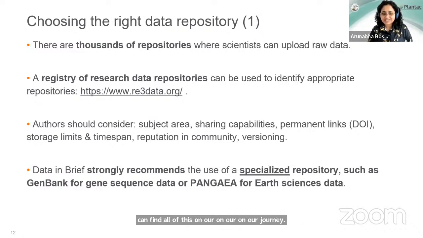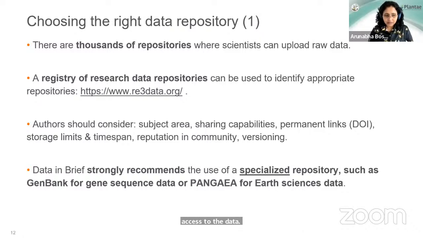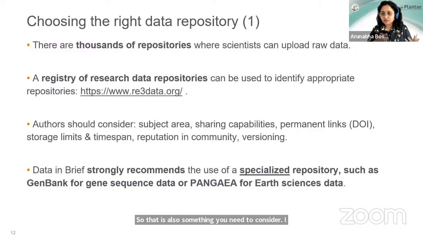The other thing that needs to happen is you should consider whether there are permanent links. This is important because you want that link to be present forever. It shouldn't happen that 2 years down the line that link gets taken away and then no one has access to the data. So that is also something you need to consider. I think nowadays there are a lot of universities that have their own repositories, and those are good as long as they provide you with a stable DOI or a stable link. You also need to consider storage limits and, like I said, time span before, the reputation in the community, and version. So versioning was, like I said, version 1, version 2, as the data set evolves.